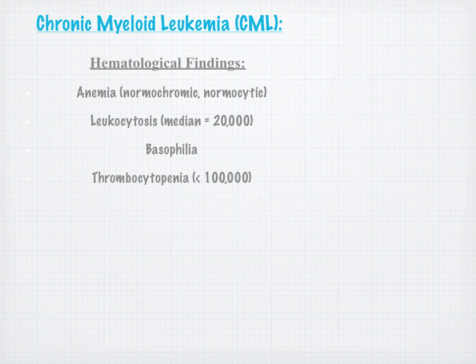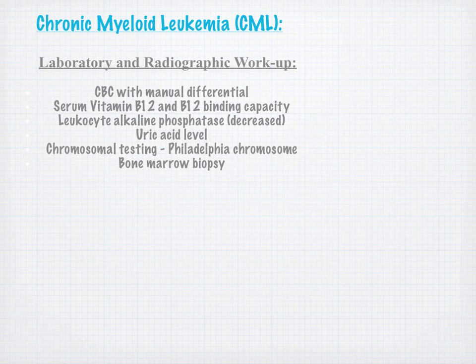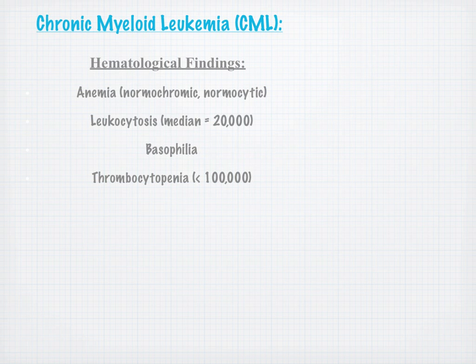Okay. And hematologic findings: anemia, normochromic, normocytic, same old song. Leukocytosis now, the median is 20,000. Basophilia and thrombocytopenia, less than 100,000. And when we go back here, I said, what are you going to do, primary care folks? Well, I should have said, what are you going to do, NCD-1 folks? Because really all you know at this point is CBC with manual differential. So we'll build on the rest of this in later terms.